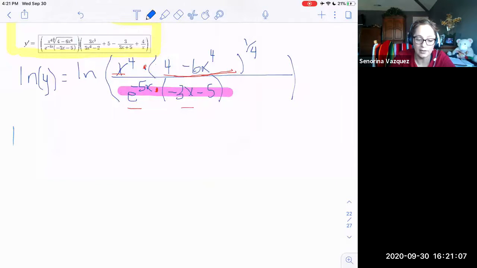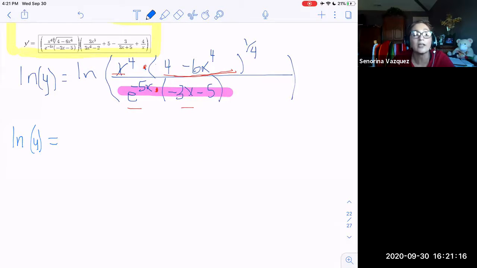Split it up. On the left, I have the natural log of y still, and on the right, remember, the log says to apply it on everything using those properties. So now I have a natural log of x to the 4th plus, because that's a numerator, a natural log of 4 minus 6x to the 4th, all raised to the 1/4 power. Those were in the numerator, and that's why those are being added.